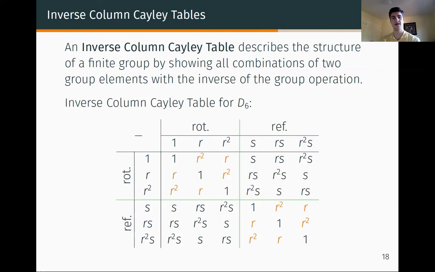Okay, and the next thing is what we've been calling an inverse column Cayley table. This is basically the same as the Cayley table, except it uses the inverse of the group operation instead of the group operation. And we've been calling it inverse column because you first start with the element that labels the row, and then you apply the inverse of the group operation to the label on the column. And so again, you can see we've labeled the quadrants and asymmetric elements are orange. And you might notice that this table has less asymmetric elements than in the previous table.